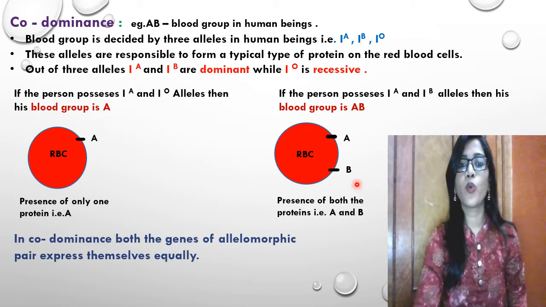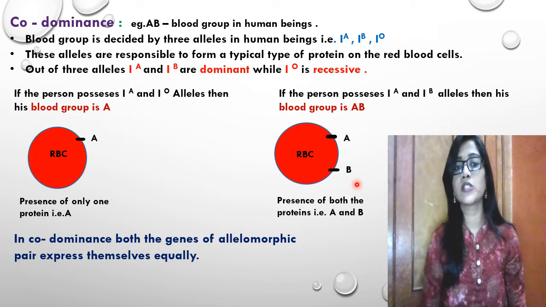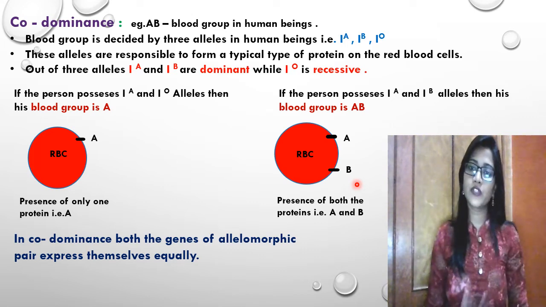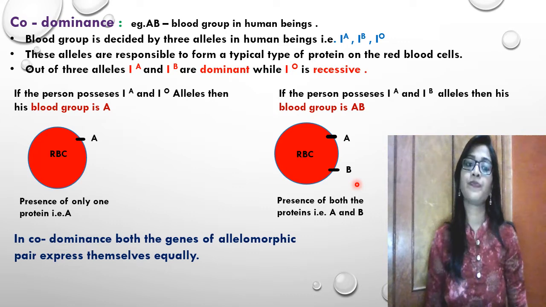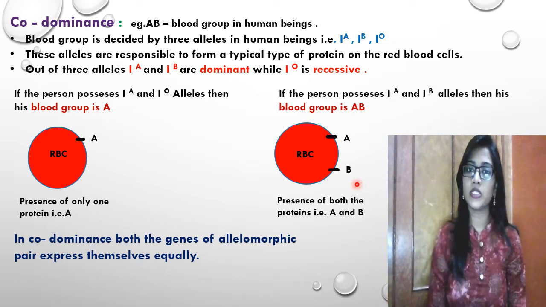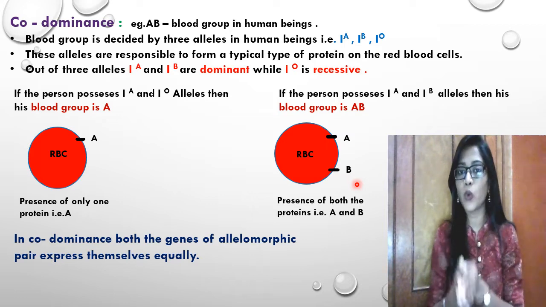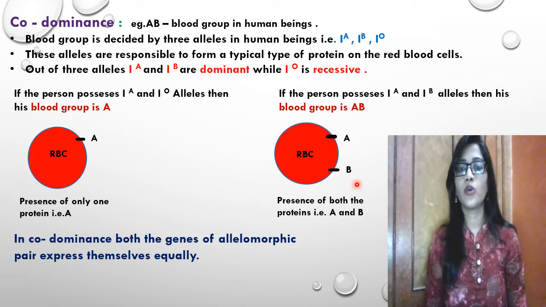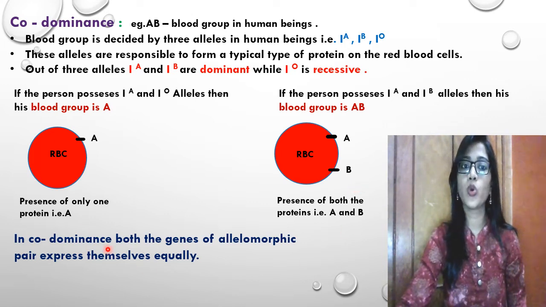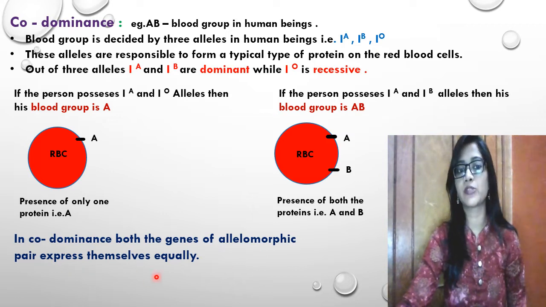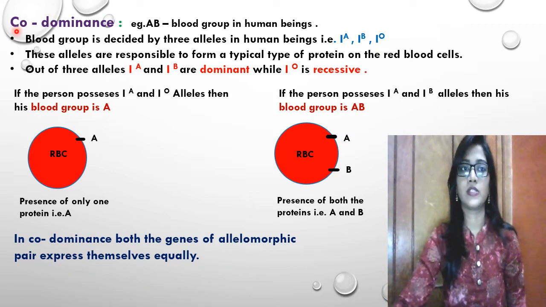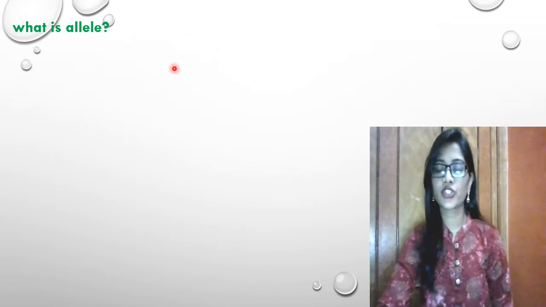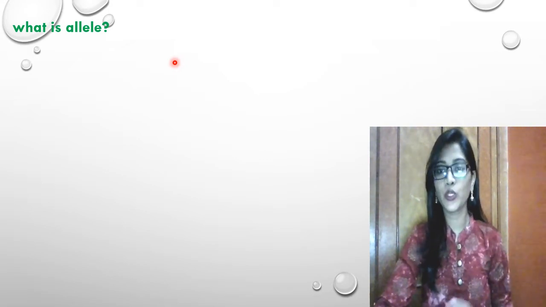So if the person possesses both the proteins of both the alleles, then the blood group of that person is AB. What we are talking about here is that in codominance, both the genes of the allelomorphic pair express themselves equally, as we studied in the coat color of cattle. Same here, both the alleles, IA and IB, express themselves equally on the RBC membrane. That is known as codominance.